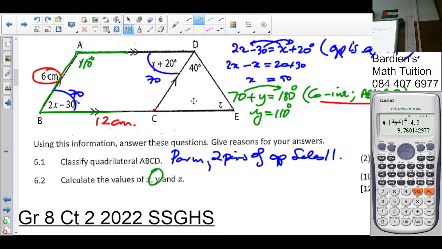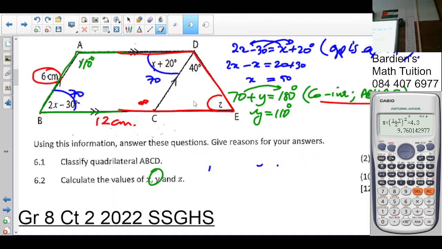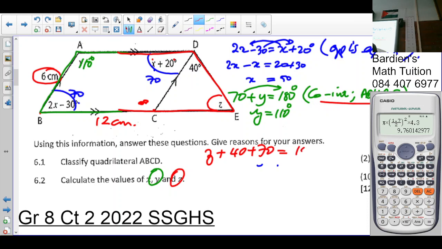Okay. So, people, what do we have here? We can say that Z. We can go with co-interior angles here. Can you see that? Or we could have gone with x. We could have said this angle is 110, then exterior angle is equal to sum of two interior opposite. Either way, but I'm going to go with co-interior. So Z plus 40 degrees plus, I can either say 50 plus 20 or I can say 70, equals 180.